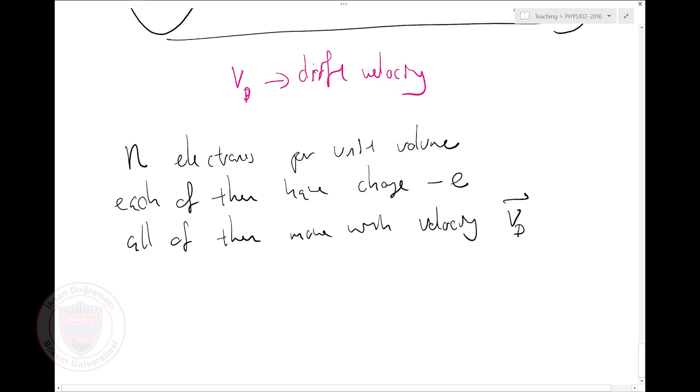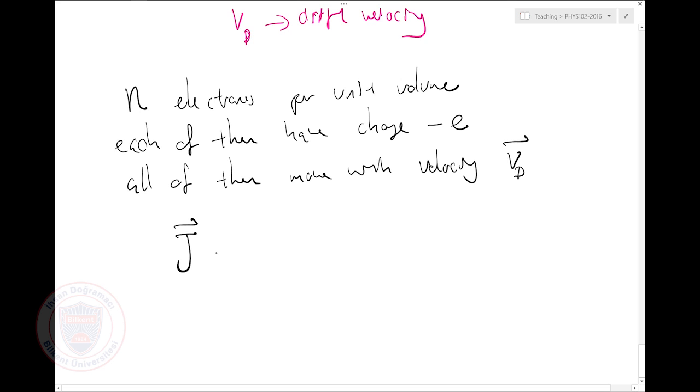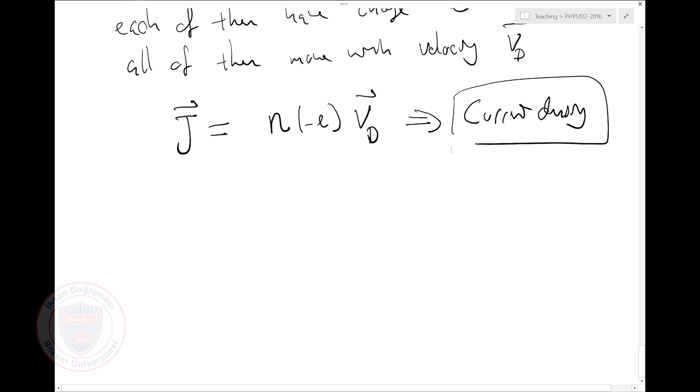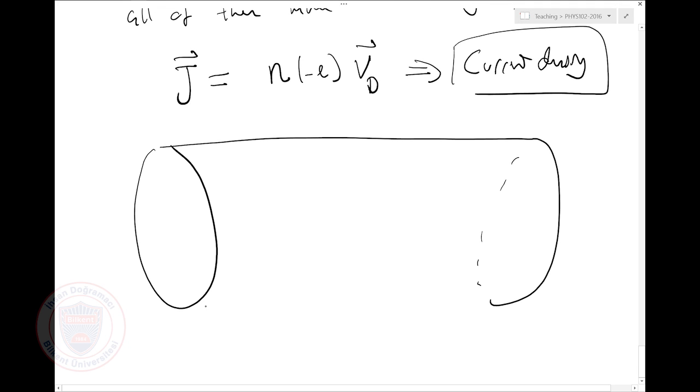I'm going to define a new quantity. I'll call it J. J will be n times minus E times v drift. And this is going to be called current density. So inside my conductor, there is this J field. It's a vector field, showing me locally where the current is moving. It has a direction and a magnitude.